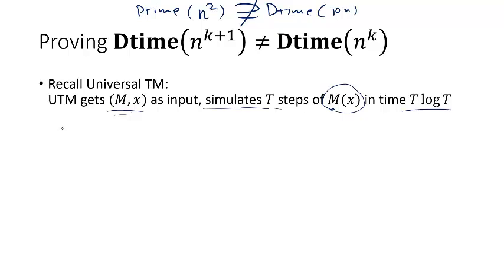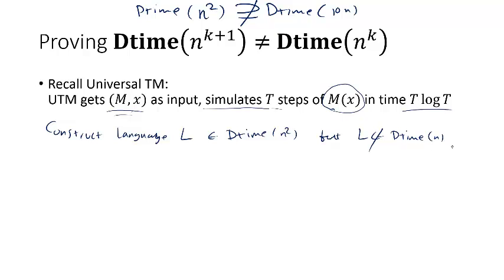We want to construct a language L that belongs to deterministic time n squared, but L does not belong to deterministic time n. Well, deterministic time n for a Turing machine is basically meaningless, because in time n you just have the time to read the input. That's why I wrote 10n. But the main message is that you could apply the same theorem for any n to the k and any n to the k plus 1. So even though that's meaningless, forgive me.